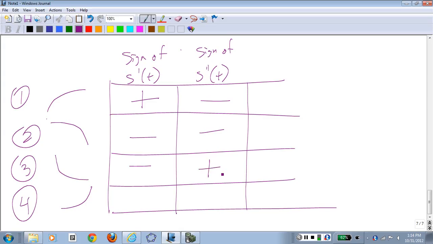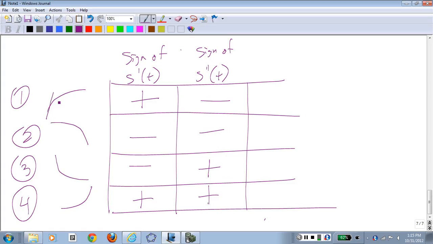Last one, increasing or decreasing? Increasing. Concave up or concave down? Up. All right. So in each one, I want to answer the question, is it speeding up or slowing down?